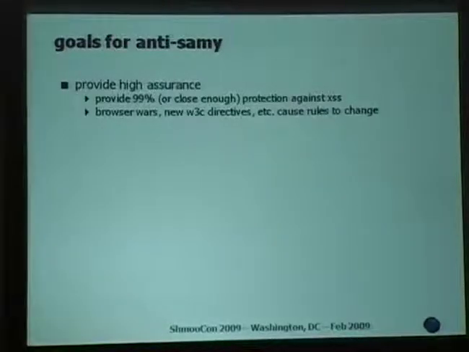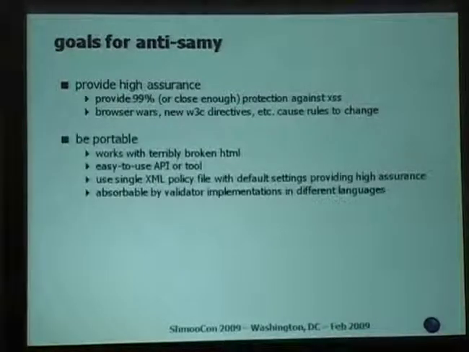So the goals for AntiSamy: provide high assurance. Of course, I don't mean high assurance in the way that formal methods people would preach to you about. I just mean high assurance for the web. Portability was very important. So the magic of AntiSamy is in the policy files. There's nothing really that complex about the code that we wrote or the libraries we use. It's all about the policy file. So the policy file is just XML, and you can absorb that from any other language. We've got ports in .NET, and we've got a Python port that's being worked on. So we want to have one policy file, and any language can use it.